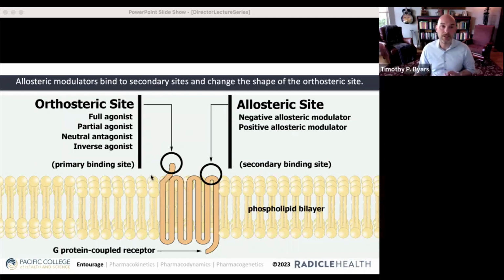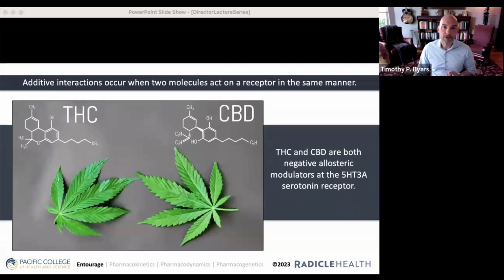So let's look at each one. Additive interactions occur when two molecules act on the same receptor in the same manner. So for example, they're both agonists. THC and CBD are both negative allosteric modulators at the 5-HT3A serotonin receptor. So the effect here is simply cumulative. They're both doing the same thing. There's a cumulative effect because they're just more of the same kind of substance having the same kind of effect.